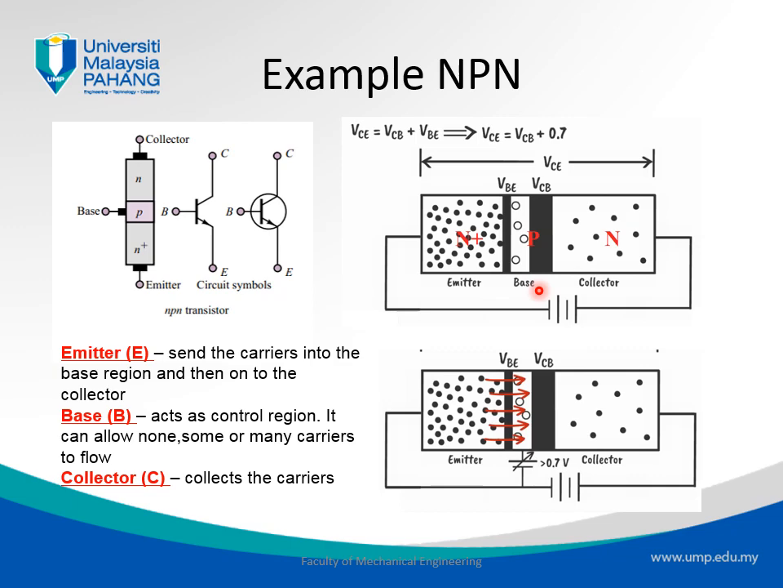So let's see what happens in this transistor. Why do we have the emitter called the one that sends carriers, whereas the collector is the one that collects carriers?